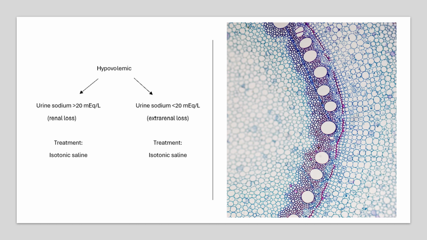When the urine sodium is less than 20 milliequivalents, the hypovolemic state is due to extrarenal loss, such as diarrhea, emesis, third spacing, or bowel obstruction. Treatment includes isotonic saline.